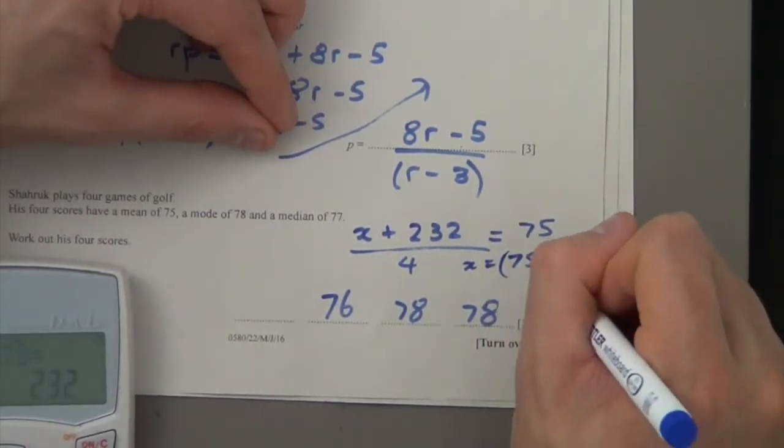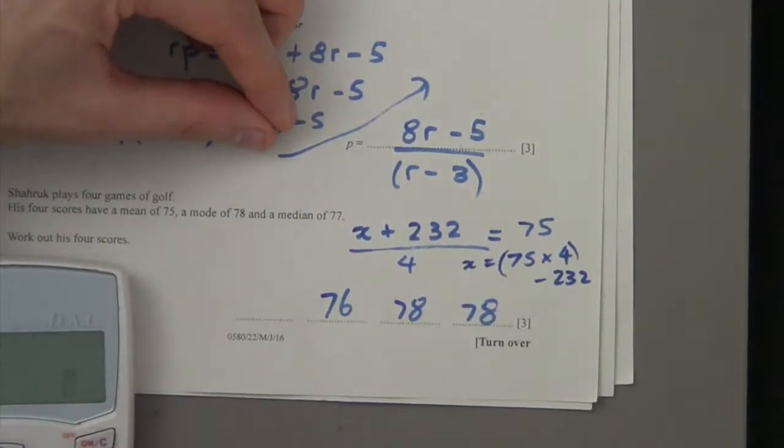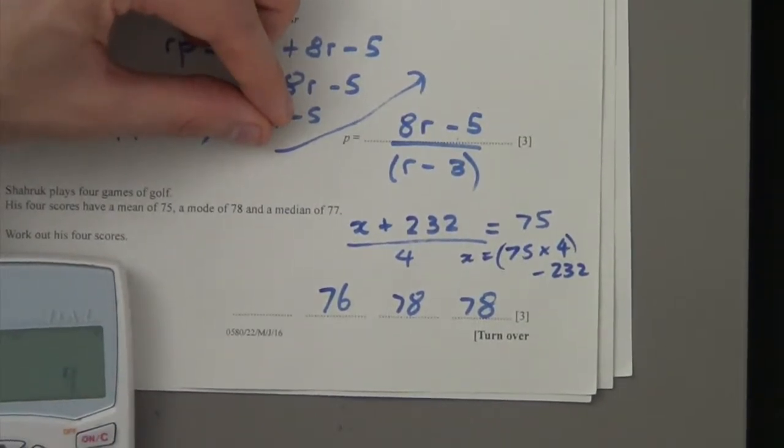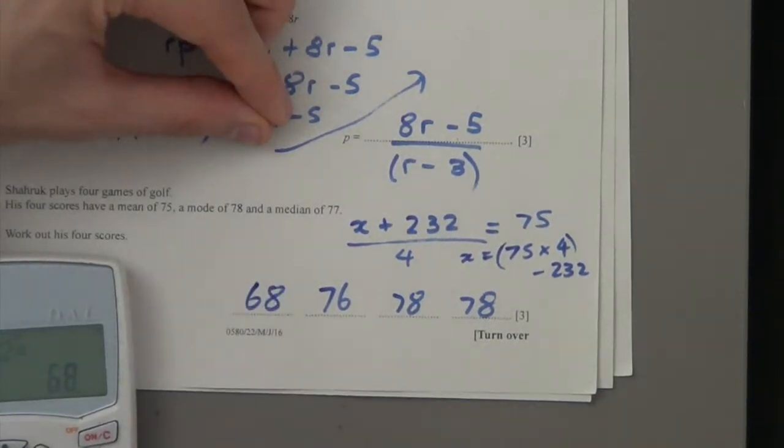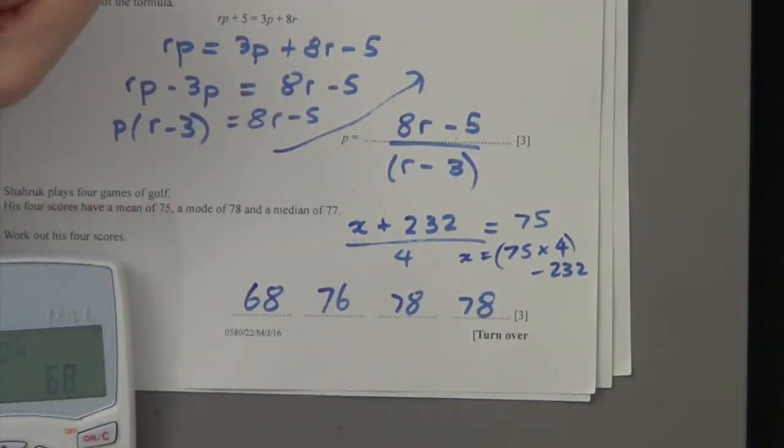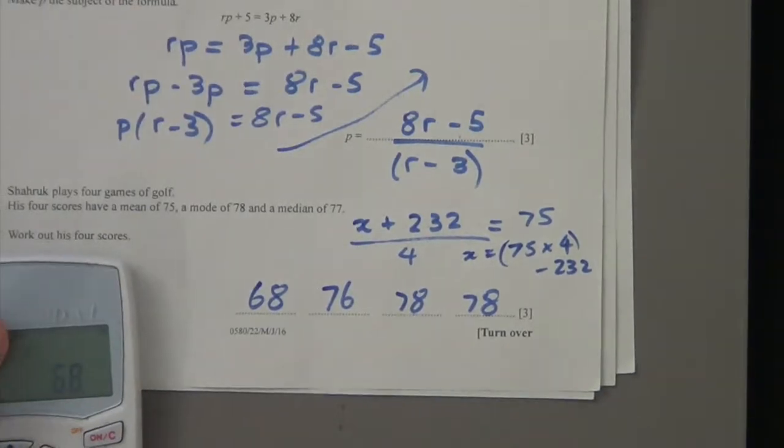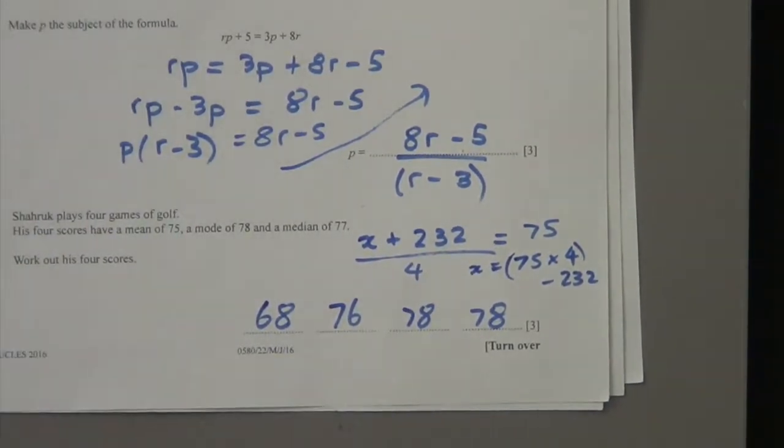minus 232. If I did that on my calculator, so I do 75 times 4 minus 232, it gives me 68. So my last value is going to be 68. Okay? So that's how you work out that question. Alright.